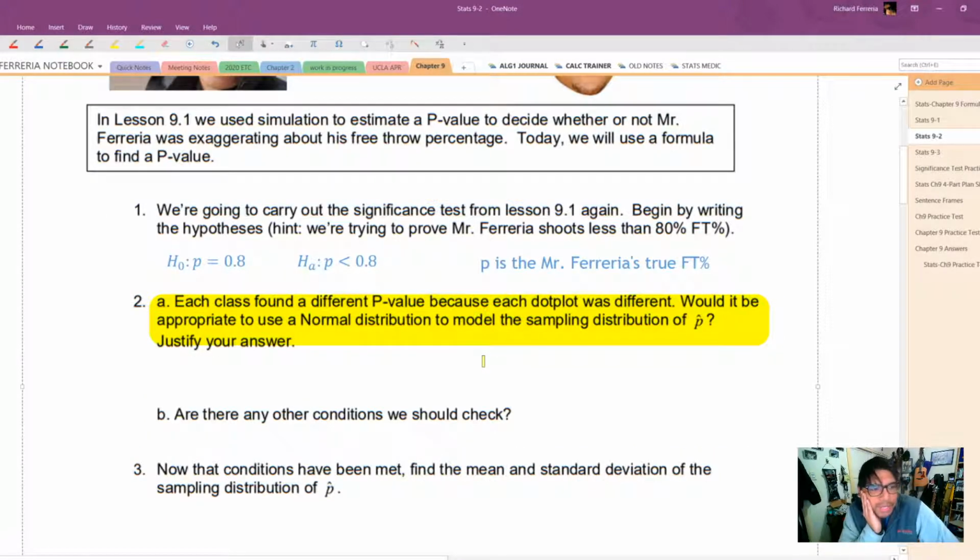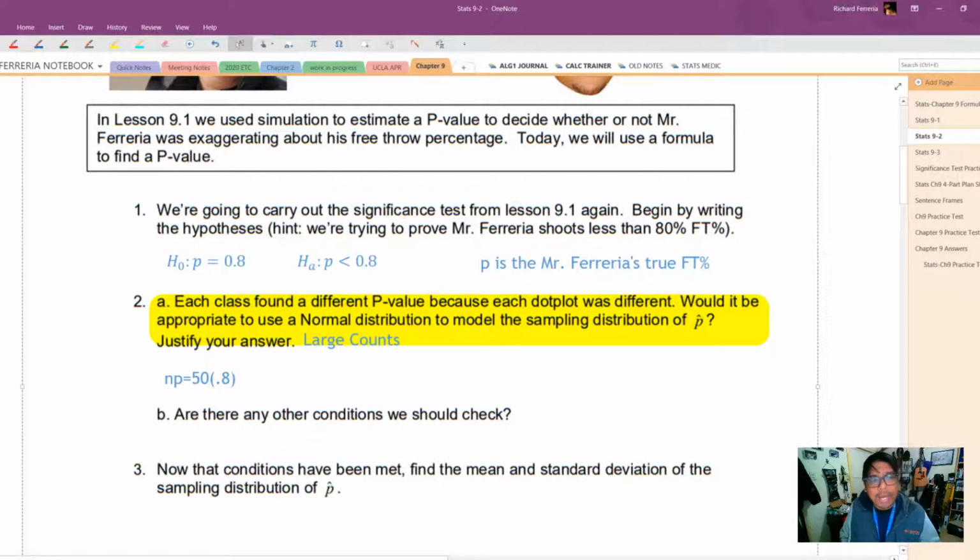Okay, so each class found a different p-value because the dot plots were different. You'll remember that this was when we actually did the simulation. So would it be appropriate to use a normal distribution to sample p hat? This question comes preloaded with a way to answer it. Normal distribution, sampling distribution for p hat. That should automatically bring your head around to large counts. So let's check large counts.